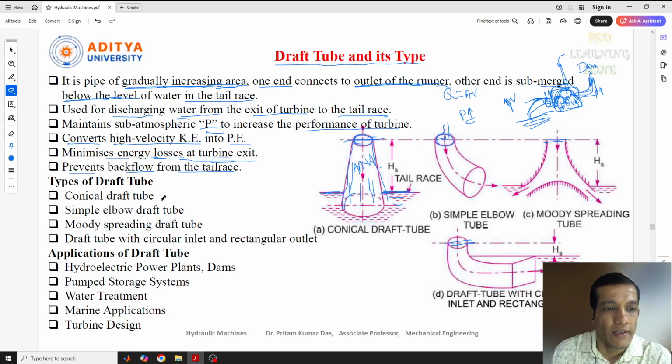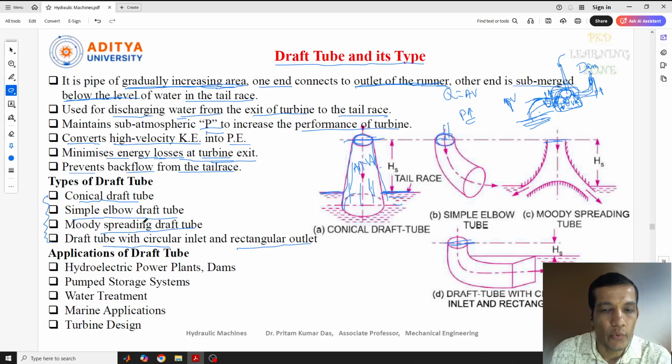Now there are different types of draft tubes. Basically, I have considered these four types. One is the conical draft tube, second is the simple elbow draft tube, third is the Moody spray draft tube, and the last one is the draft tube with circular inlet and rectangular outlet. These are the four types of draft tube I have taken from the book.